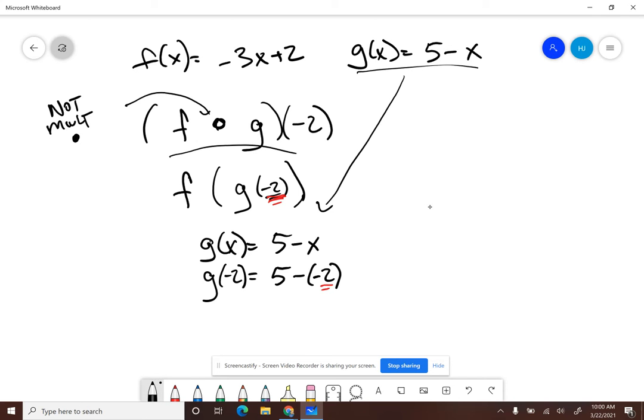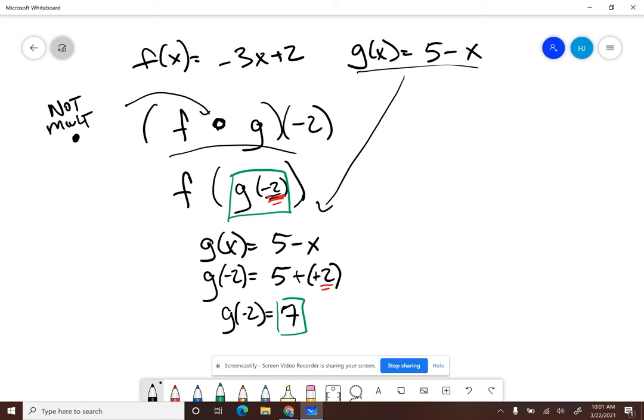Now let's go ahead and finish solving this. So g of -2 equals 5 minus a -2. We're going to do 5 plus, right? Keep change. So 5 plus 2 actually equals 7. So what I want you to see is now this right here, g of -2, I actually have a number for that. G of -2 is actually 7. So what I want you to think about is if g of -2 is 7, then now I can put that 7 back in up here.